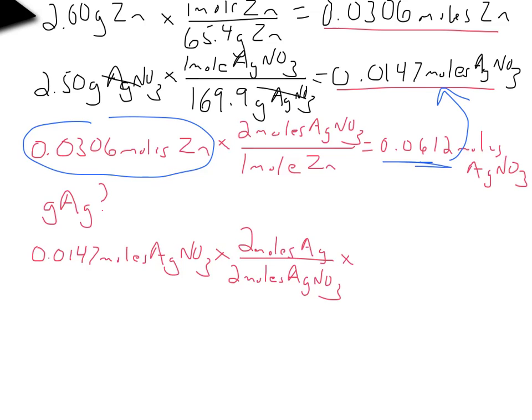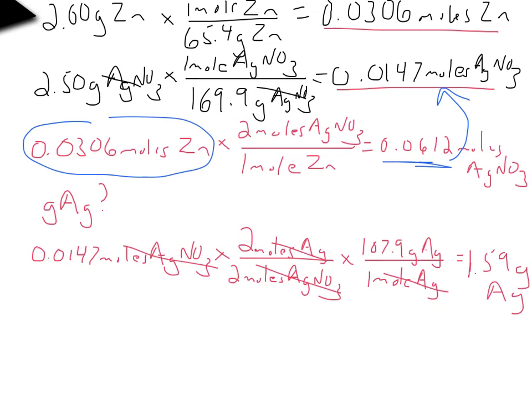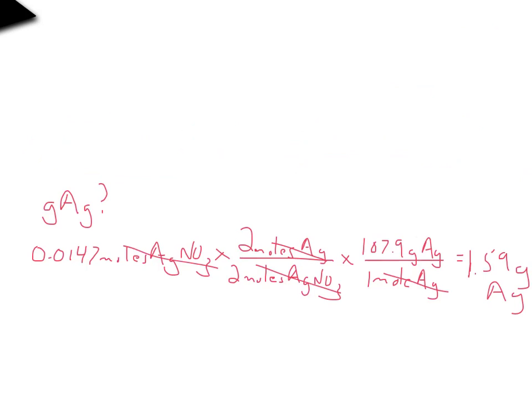And then we want to know the number of grams, so we convert the moles of silver to the grams of silver. And that's 107.9 grams of silver per mole. So our moles cancel there, and what we're left with is 1.59 grams of silver. Alright, so at this point we have part A and B done.